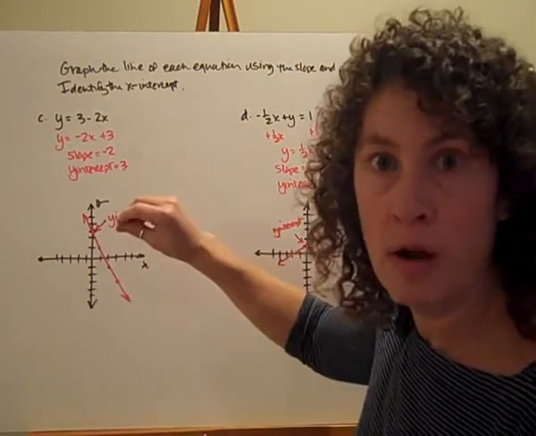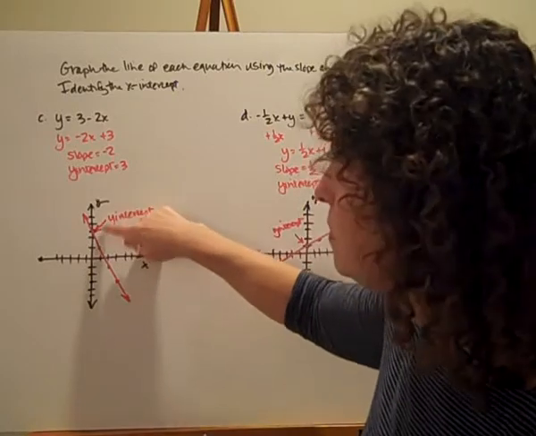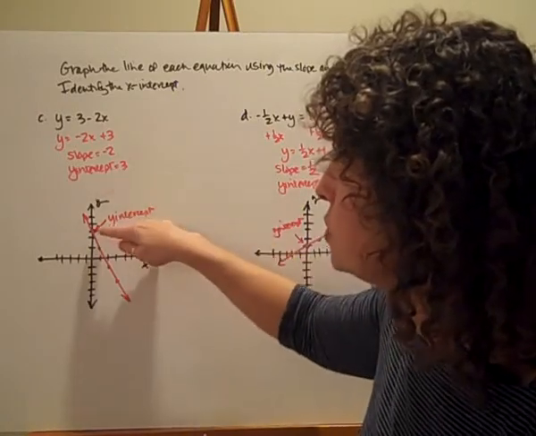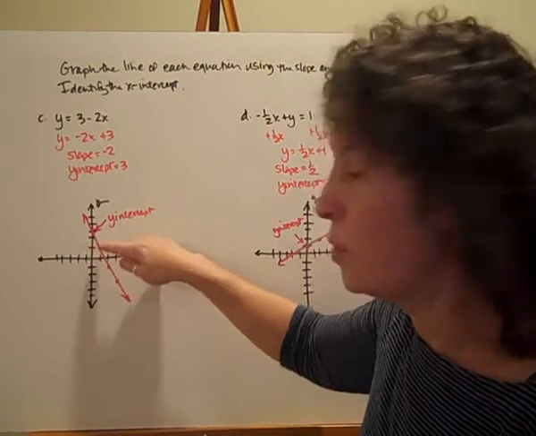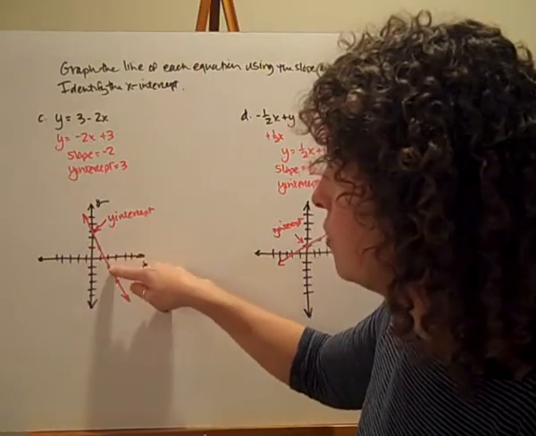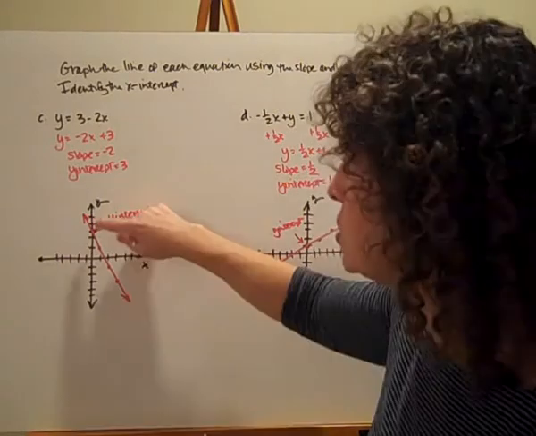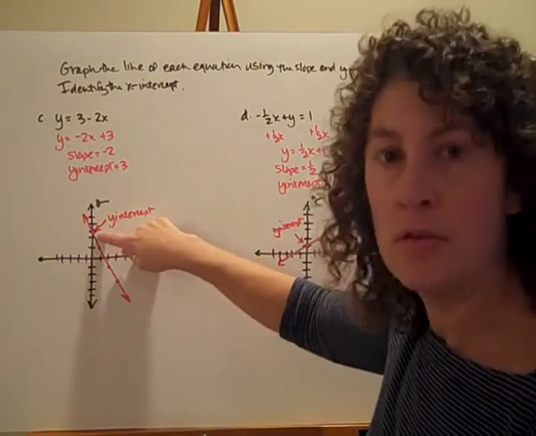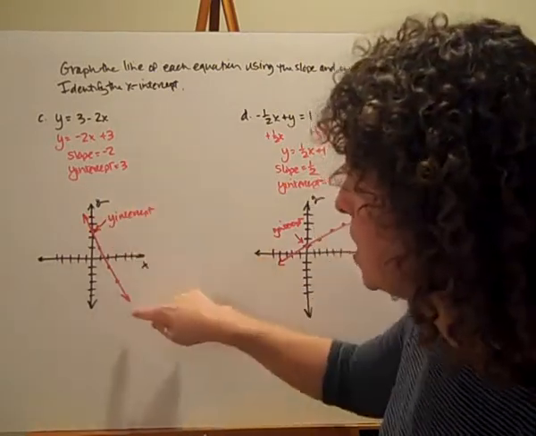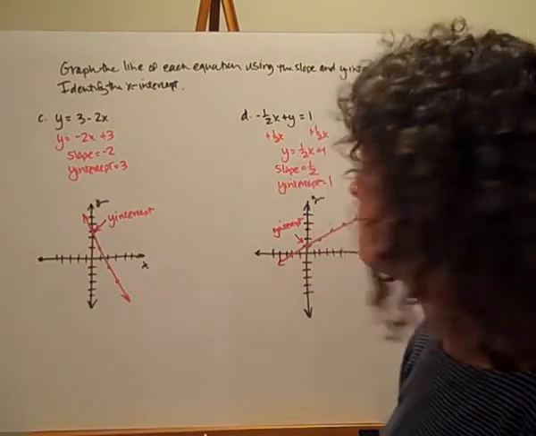I always start by graphing the y-intercept. And then I'm going to do my slope of negative 2. So I'm going to go down 2, rise of 2, run of 1. So I've got a negative line starting at that y-intercept at 3 on my line. I'm going to draw a nice long line, arrows on both ends.